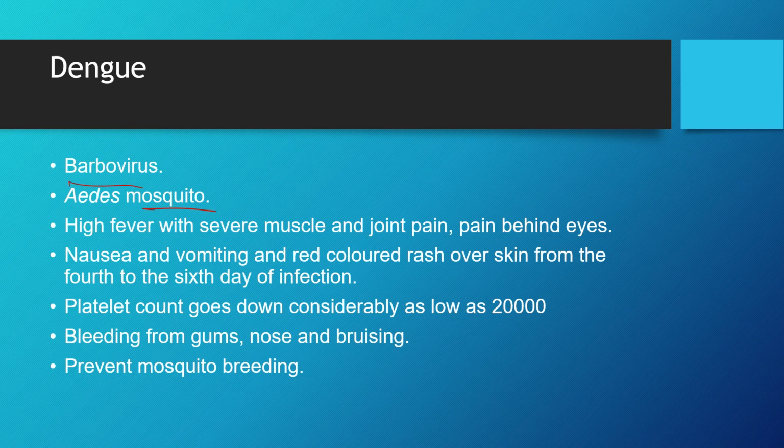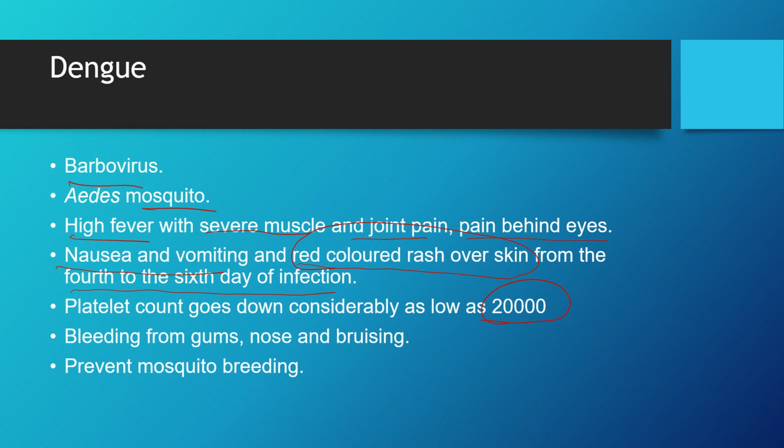Now what are the symptoms of dengue? So as compared to malaria, the symptoms will be the same in dengue. It is having high fever with severe muscle and joint pain. Behind the eyes, the pain is severe. Nausea and vomiting is also there. And in malaria, no red colored rash was there, but here red colored rashes are over the skin from the 4th to the 6th day of infection. Now here the main thing happening is the platelet count is going down considerably, below 20,000.